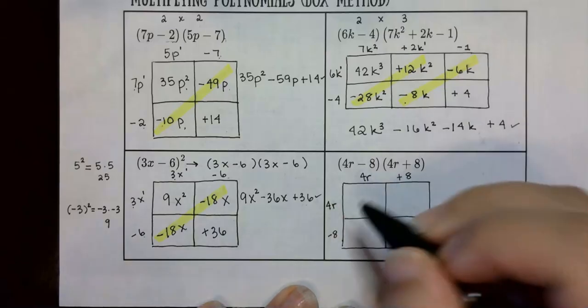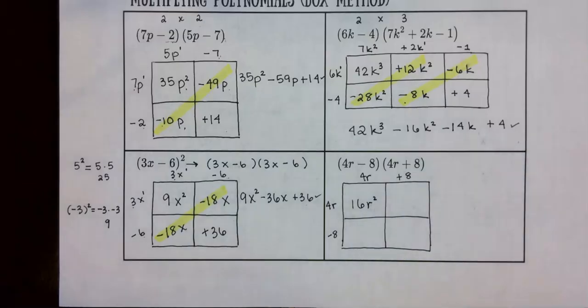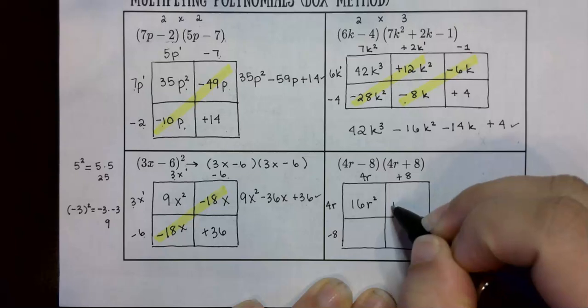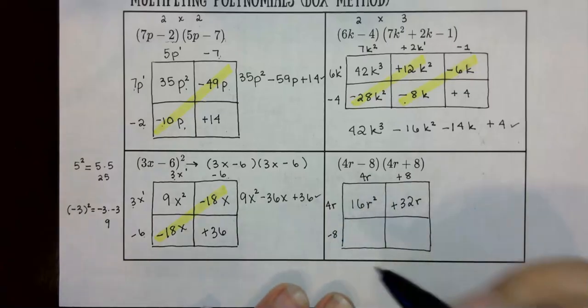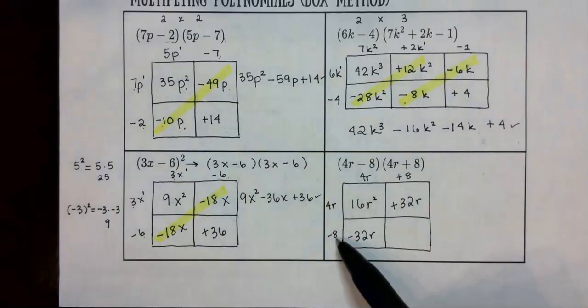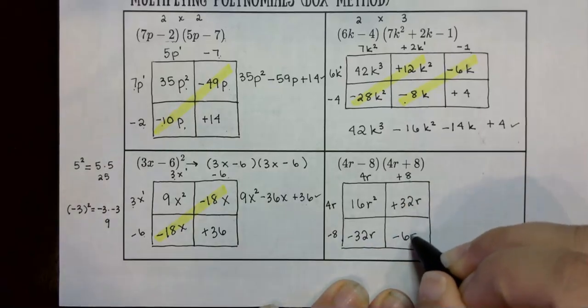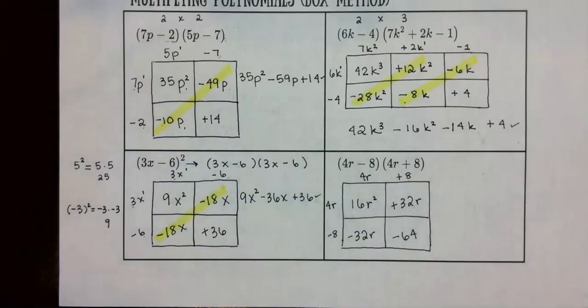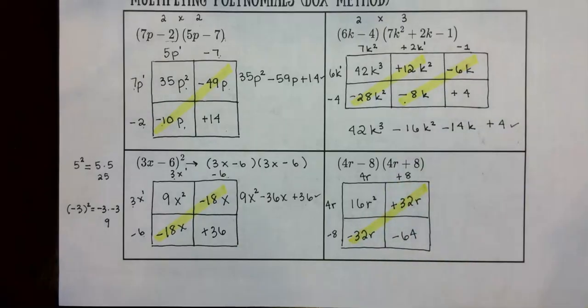So 4 times 4 gives us 16. Each one has 1 r, so when we bring it together, it has 2. 4 times 8 gives us a positive 32, 1r. Down here at the bottom, we're going to say 4 times negative 8, which gives us a negative 32, 1r. And then at the very end, we're going to do 8 times 8. One's plus, one's minus, so it's a negative 64. No r's on this one. Now, if I look at my diagonal, I do have like terms. I have a positive 32 and I have a negative 32.